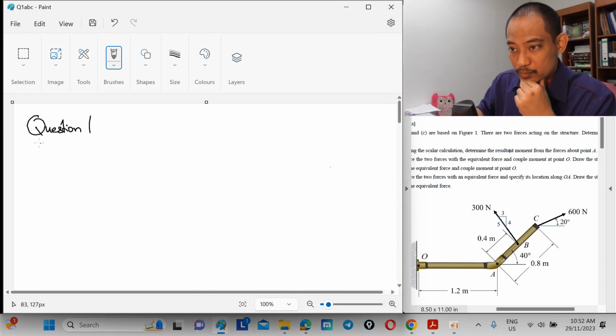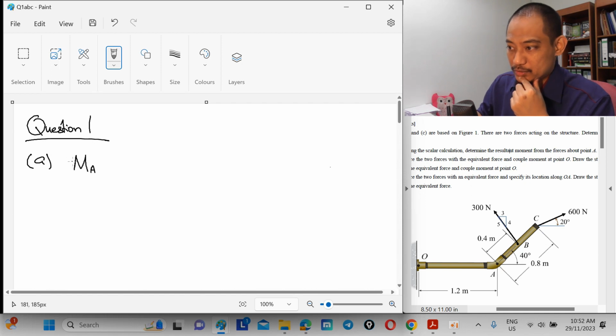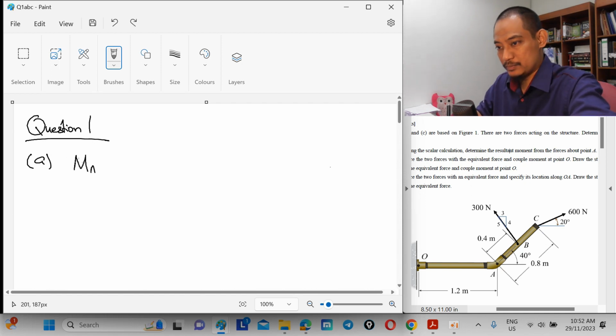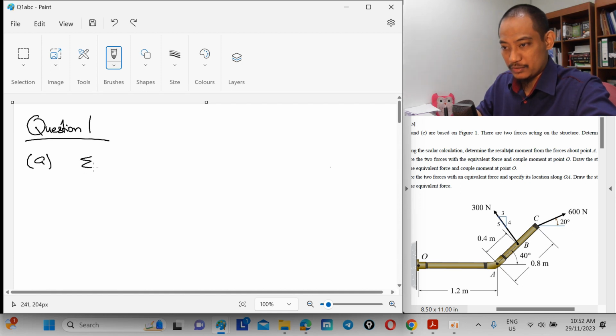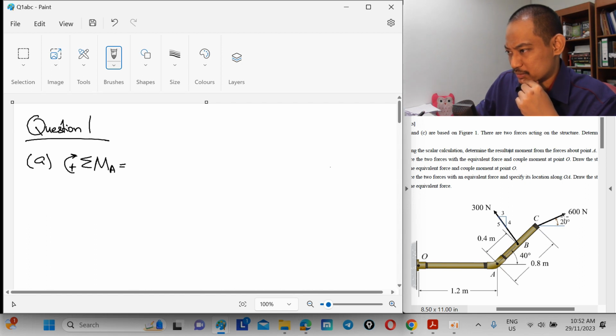Question 1A. We want to find the moment about point A, right? So we do summation of moment about point A, and we have to set which direction is positive. Let me say 600 is bigger, so let's say clockwise as positive.